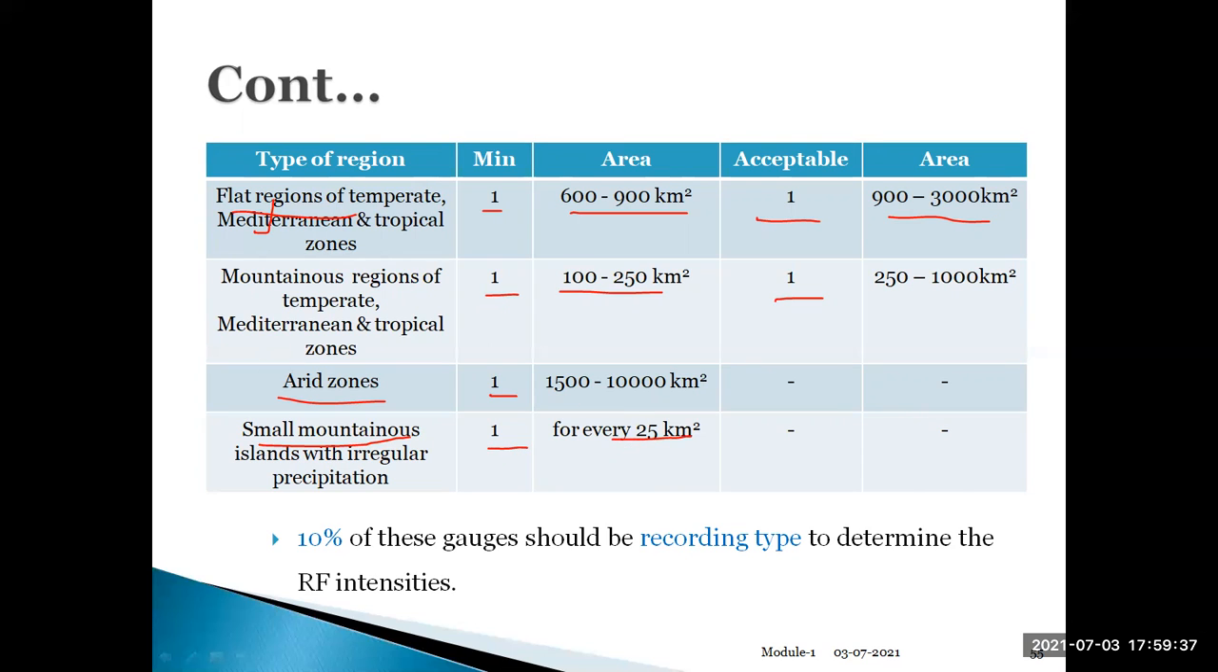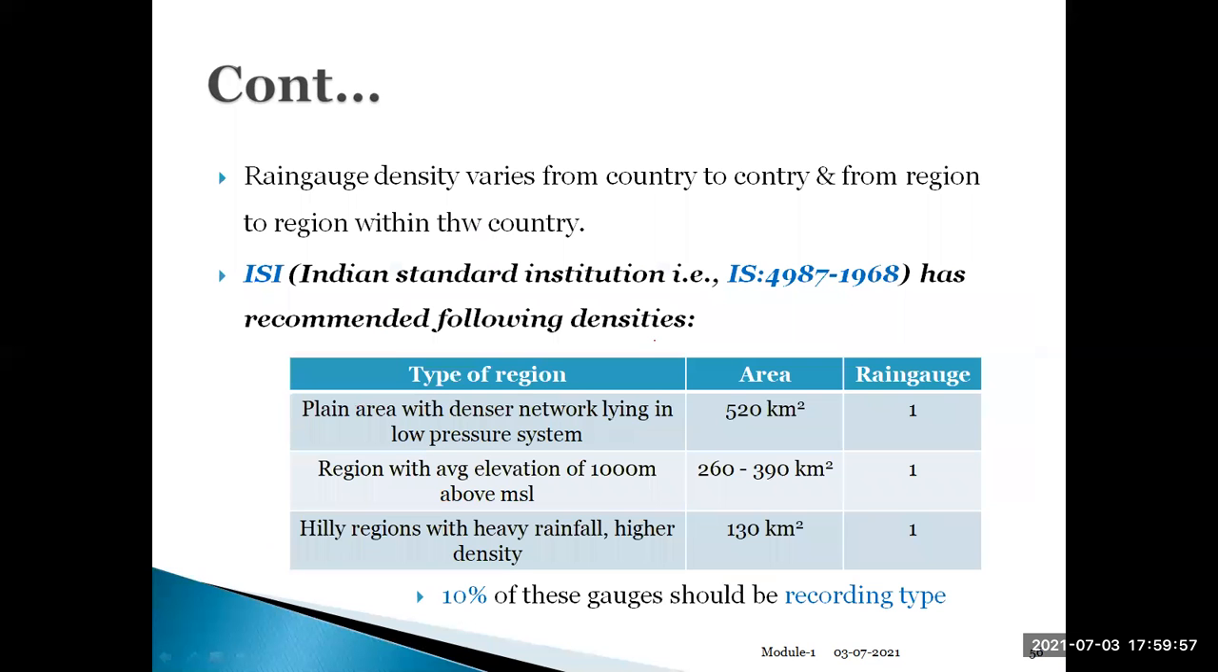So these are some of the rain gauge densities which are provided by WMO. And in this, 10% of the gauges should be of the recording type. So to determine the rainfall intensity, 10% should be recording type rain gauges. And this rain gauge density will vary from country to country and also from region to region.